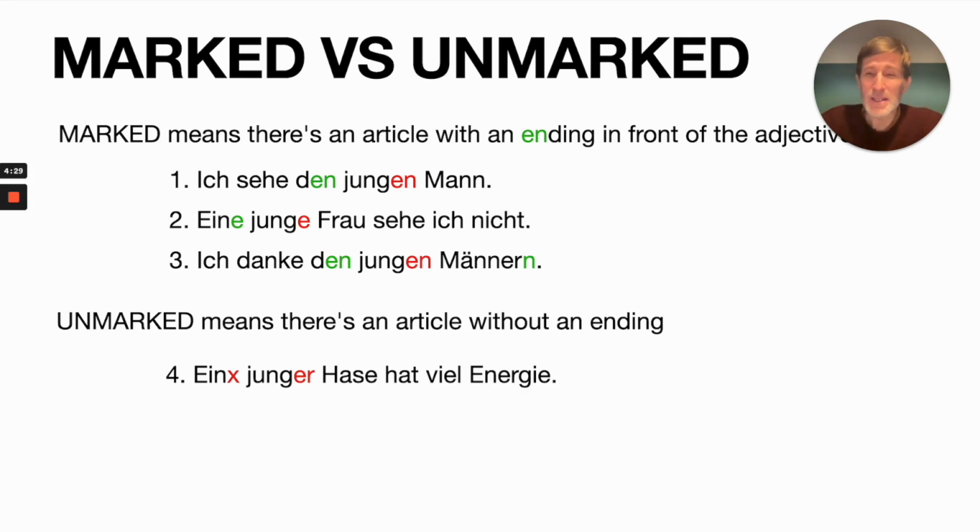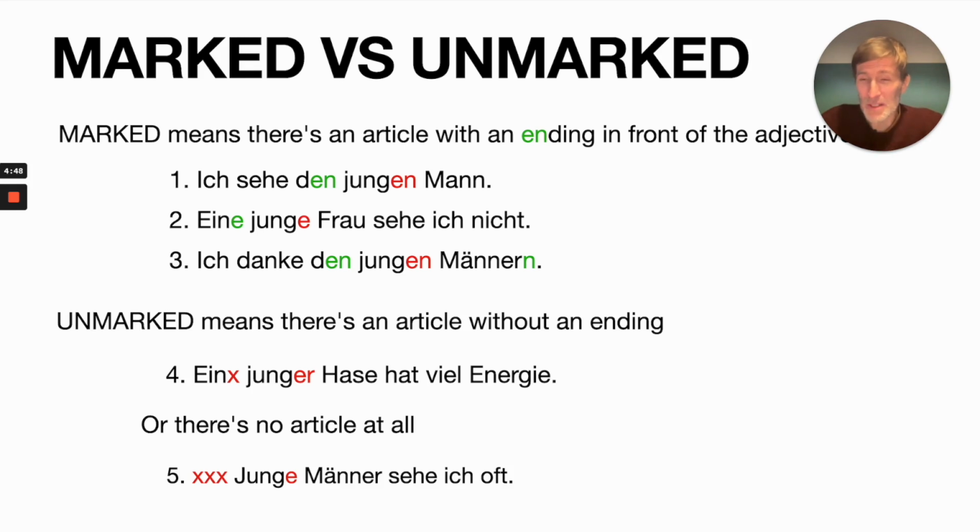And there is mainly the article ein or mein or kein that can have no ending. And you see here, ein junger Hase hat viel Energie. So ein doesn't have an ending, therefore jung is unmarked. Or there is no article at all, as I said. So junge Männer sehe ich oft. Junge is unmarked because there is no article. If there is no article, it cannot have an ending. So if there is no ending, it's unmarked.